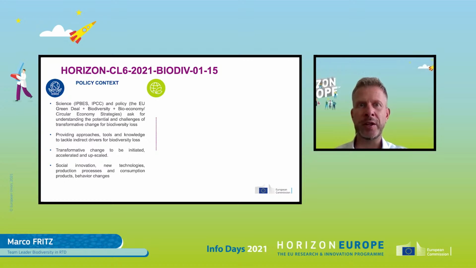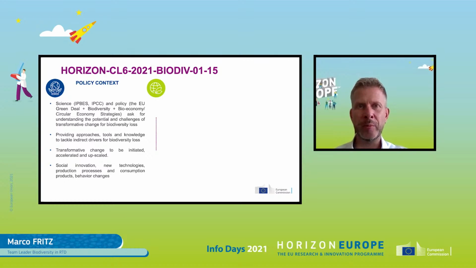At EU level, we need to understand what transformative change concretely means for biodiversity. We need approaches, tools, and knowledge to tackle indirect drivers for biodiversity loss. Science should give options to decision makers on how transformative change for biodiversity can be initiated, accelerated, and upscaled. This includes a wide array of areas to look at beyond natural sciences: social innovation, new technologies, production processes, and consumption products, and behavior changes.